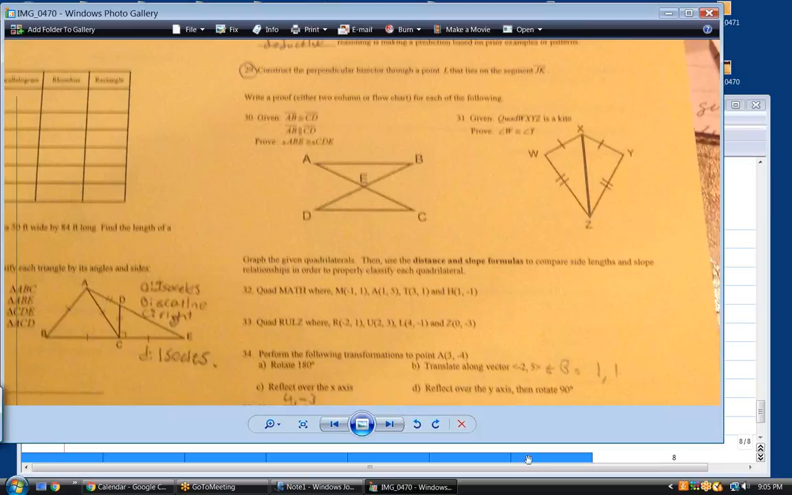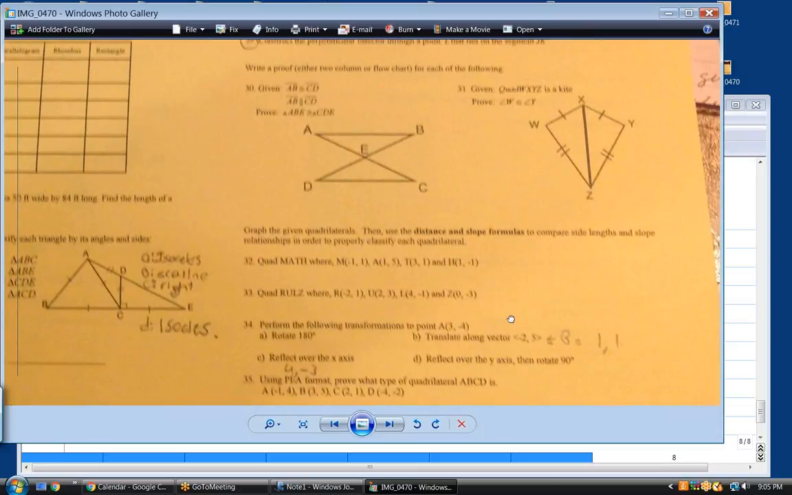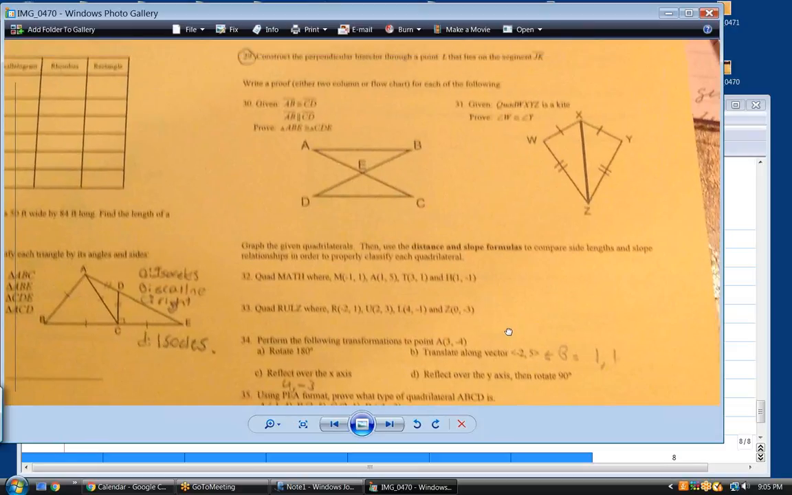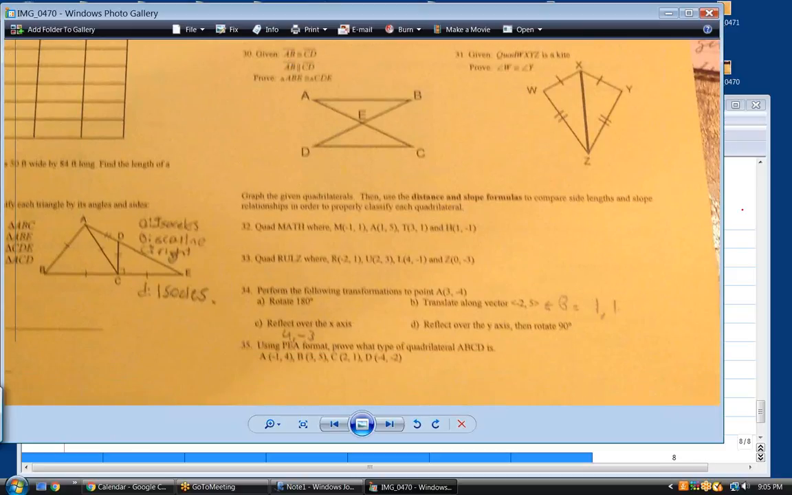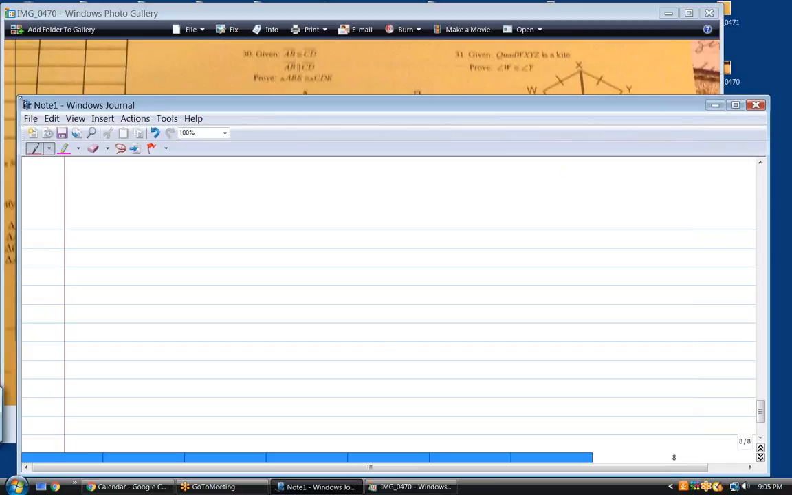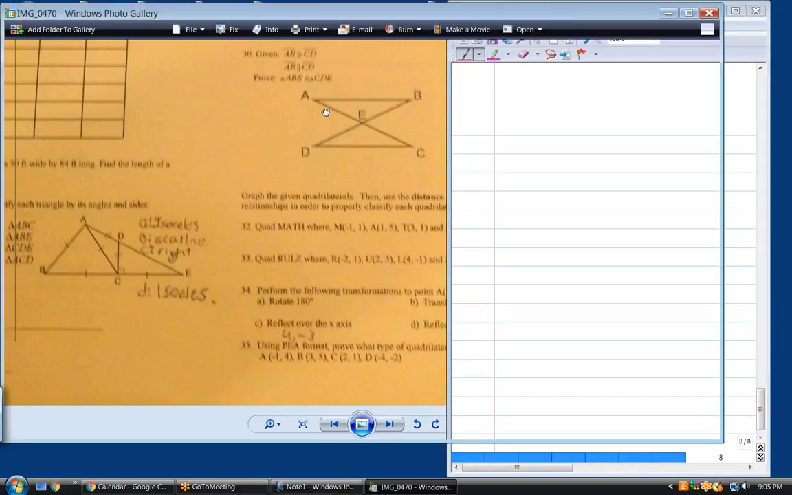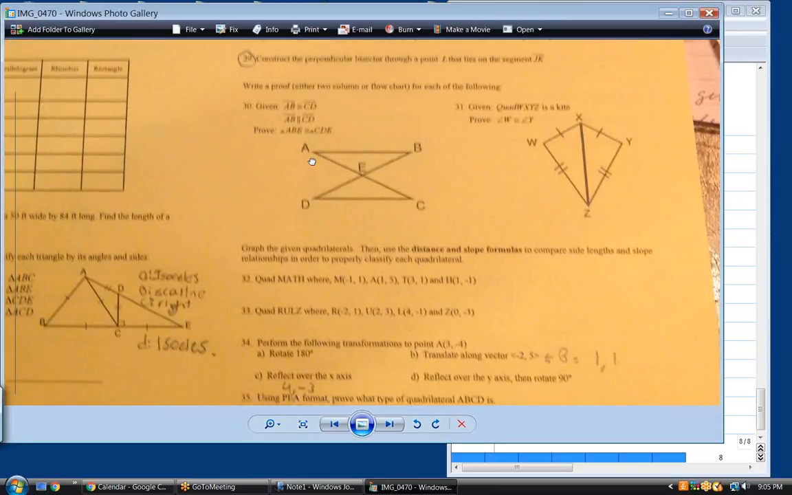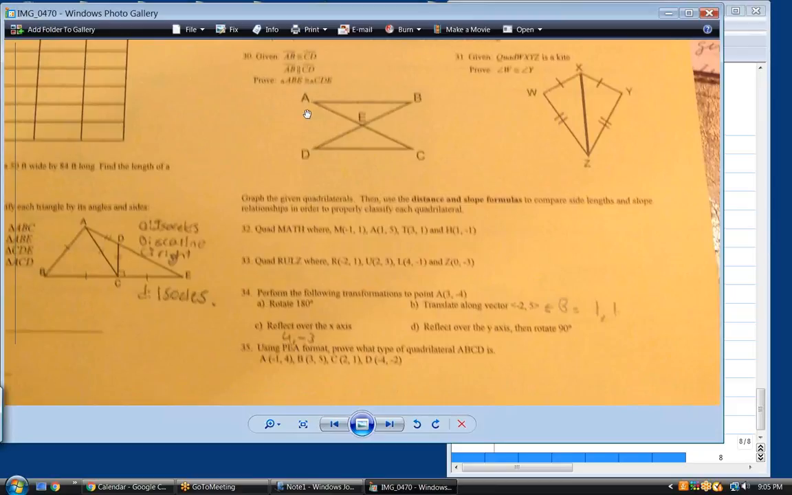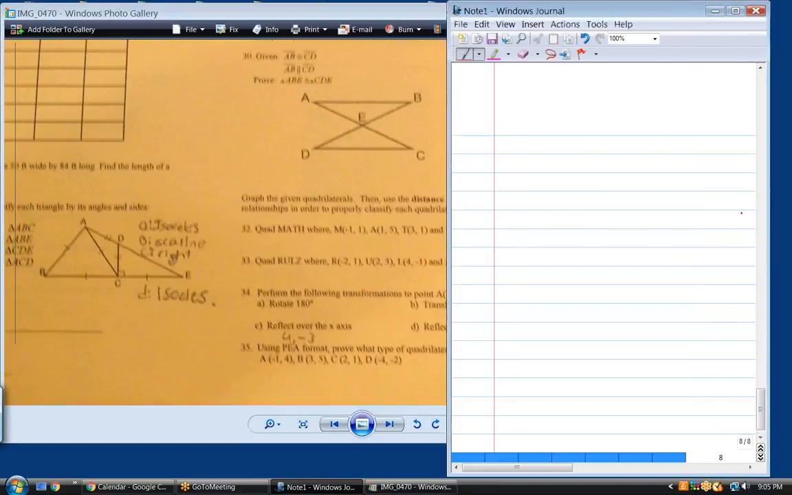Okay, what next, Patrick? We would do 30. Okay. They're going to make you do proofs from start, huh? You want to do a 2-column proof or a paragraph proof? 2-column. Or flow chart? I don't even know. I could figure out how to do flow charts, but we'll do a 2-column proof.